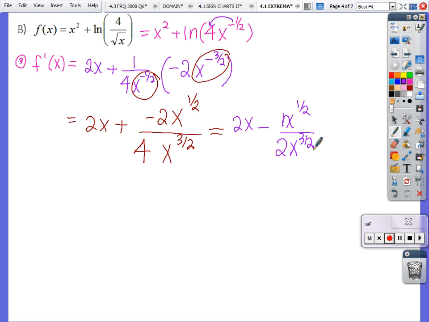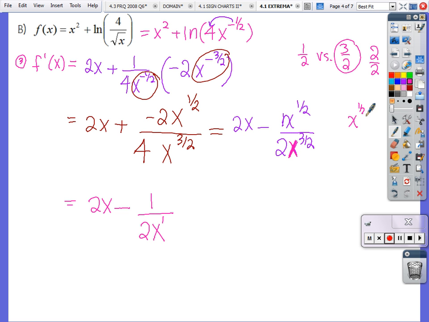But the way that I deal with my powers, I look at who has more x's, and that's the denominator. I have 1 half versus 3 halves. Who has more, 3 halves, by how much? By 2 over 2. So the way that I would rewrite my derivative is 2x minus 1 over 2x to the 2 over 2 power. So that's 1. The other way you could have done that is you would end up with x to the 1 half minus 3 halves, gives you x to the negative 1 half and then negative 2 over 2 in the numerator, which then makes it move downstairs.